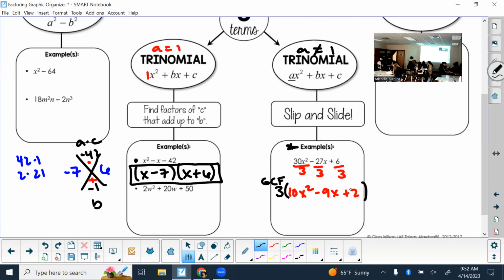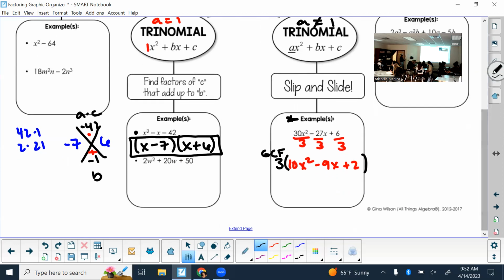So, it's a trinomial, A is not 1, what is A? A is 10. So, still do your diamond method. What's going to be my A times C in this one? Don't tell me, Christina. 20. And then Alyssa, what's going to be my B?